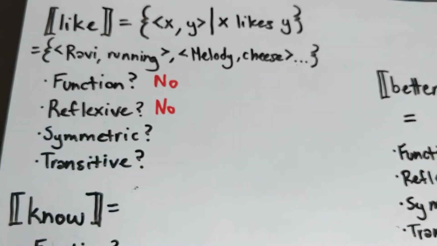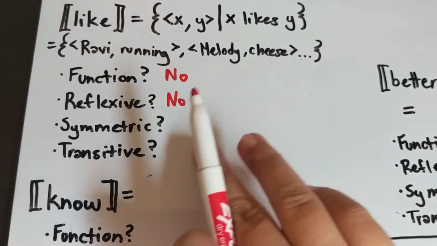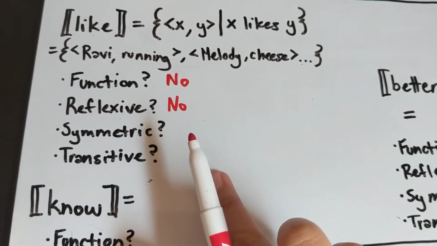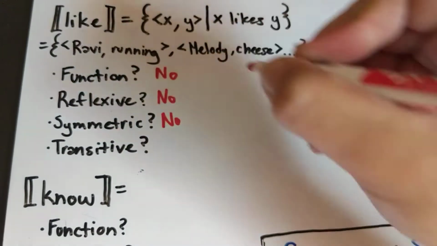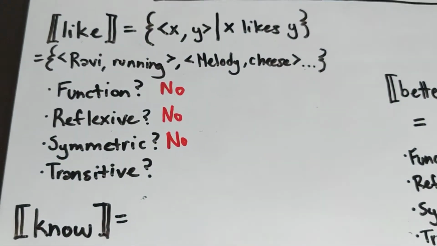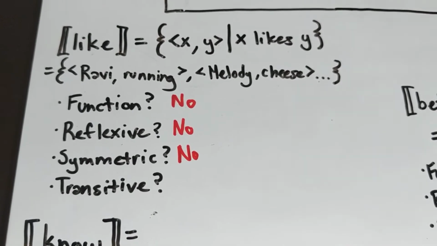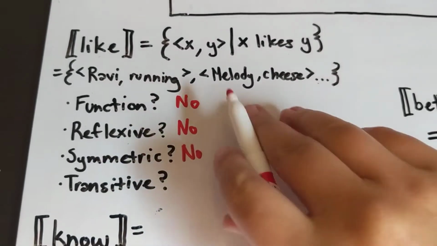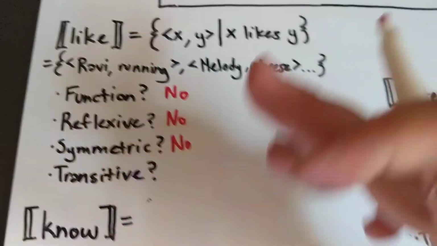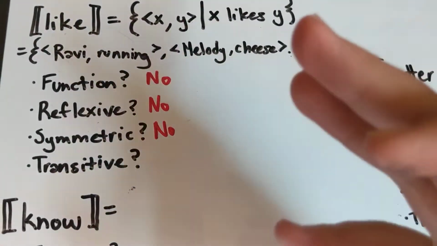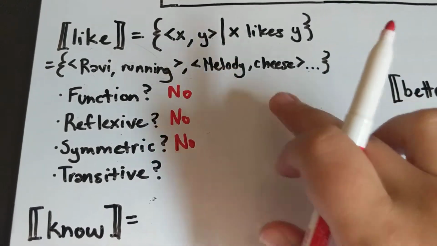Is it symmetric? If it was symmetric, then if Ravi liked Melody, then Melody would have to like Ravi. Unfortunately, we do not live in such a world where liking somebody or something immediately guarantees that it likes you. You can even think of Melody likes cheese. Does that mean that cheese likes Melody? No, cheese can't like anything, right? So this is definitely not a symmetric relation.